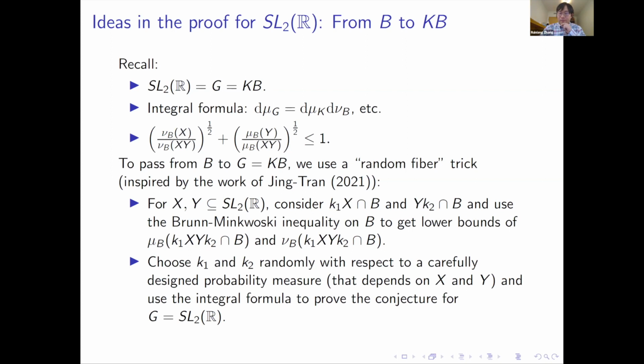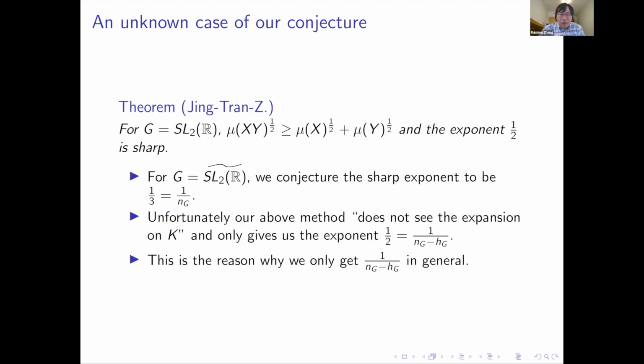Okay, so maybe a little bit more about the universal covering. For the universal covering of SL2 of R, we conjecture the sharp exponent to be 1/3. This might well be wrong, but I personally believe it's still correct. But as you can see, the previous method, you're averaging over K, and for some reason, this method doesn't see the expansion on K. So it only gives you what you got on B.